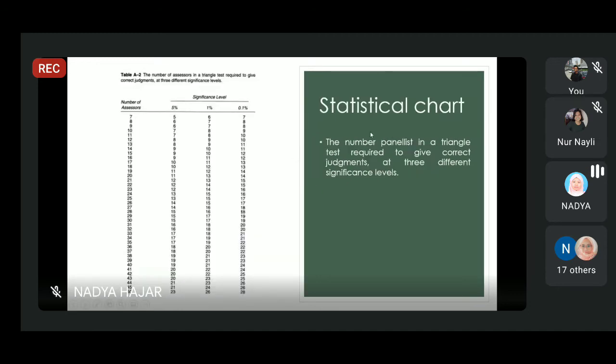Okay, this is the number of panelists in a triangle test required to give correct judgments at the 3 different significant levels. Kadang-kadang ada orang minta 5% level, ada minta 1%, ada minta 0.1% level. So selalunya kita minta 5% lah.